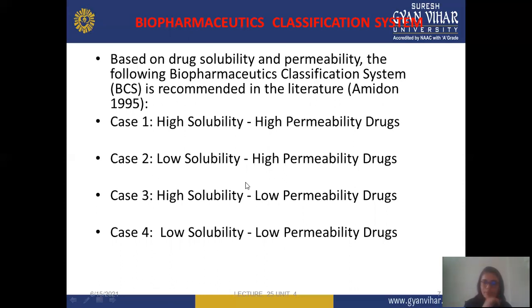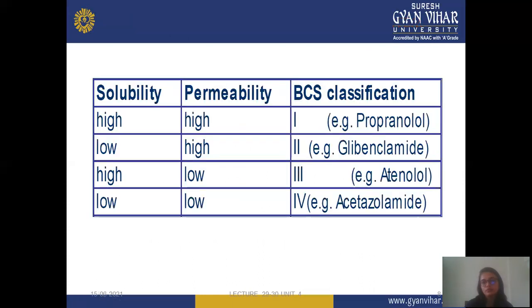In this, solubility is less, but permeability is high. In the third class, there is high solubility and low permeability. One is high and the second is low, just opposite to the second one. And case four is low solubility and low permeability. Both are low. This is all about the different classes of BCS classification, depending on the solubility and permeability rate of the drug.